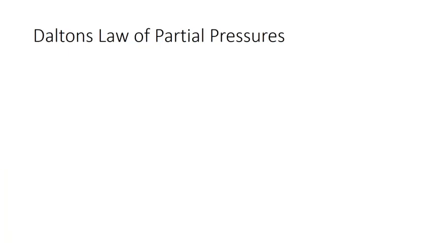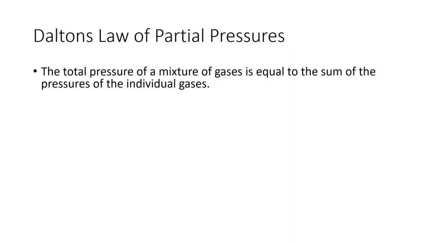Then we have Dalton's law of partial pressures. Basically, Dalton's law of partial pressures says that the total pressure of a mixture of gases is equal to the sum of the pressures of the individual gases. Regardless of their identity, this will be true. So you mix gases, doesn't matter what they are, as long as they're not reacting, the pressure of the mixture will be equal to the sum of the individual pressures. Or pressure total equals pressure plus pressure plus pressure, on and on.